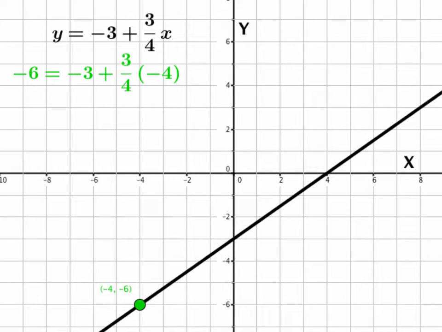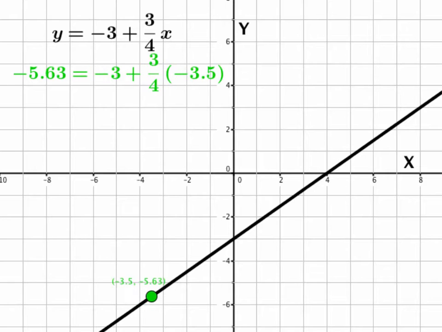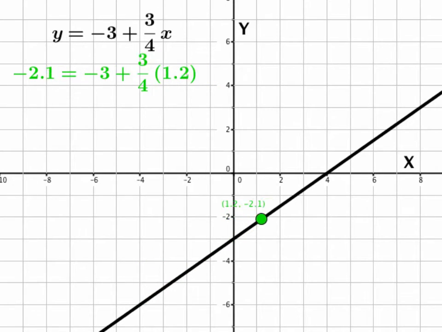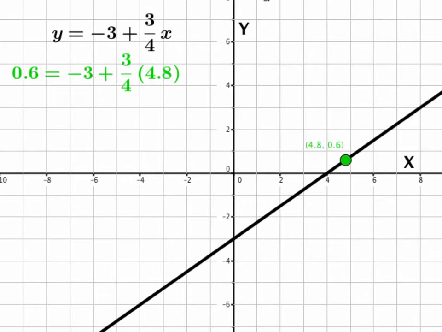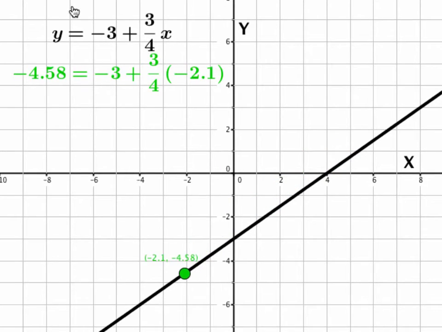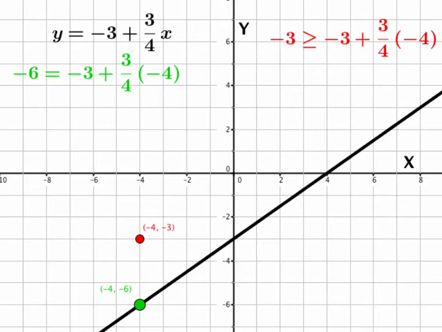So what we've got here is a graph of our boundary line, y equals negative 3 plus 3/4 x. And we have a point on that boundary line. And in green, we see an expression showing our y value and what negative 3 plus 3/4 our x value is. And of course, for any point on this line, the y value is going to be exactly equal to negative 3 plus 3/4 the x value. That's what it means to be on that line. But for any point above the boundary line, the y value will be greater than negative 3 plus 3/4 times the x value. For instance, consider these 2 points.